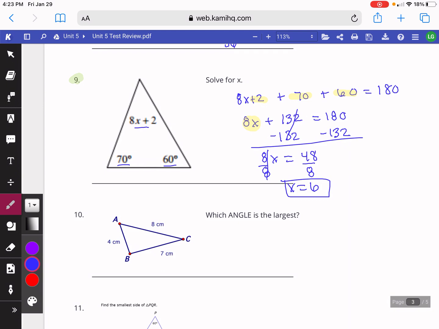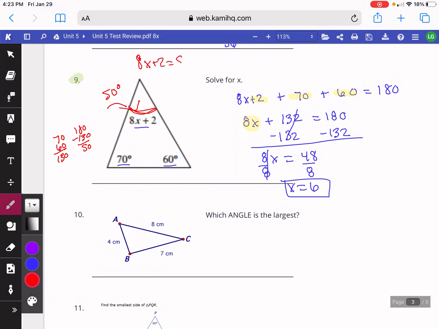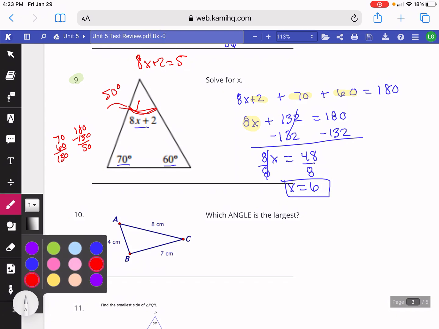Now another way you can do this one that could be a little shorter is we know that 3 angles add to 180. So you could also add 70 and 60 and get 130. And then subtract that from 180 and get that this angle here, the whole angle, is going to be 50 degrees. So then you could set 8x plus 2 equal to 50, and then you could solve that for x. You would actually end up getting the same answer as what we did the other way.